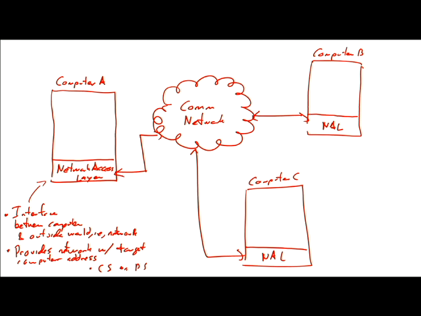So what that network access layer does really is your physical connection with the outside world. That's the last step before your information from computer A goes across the network to computer B and computer C. Yes?